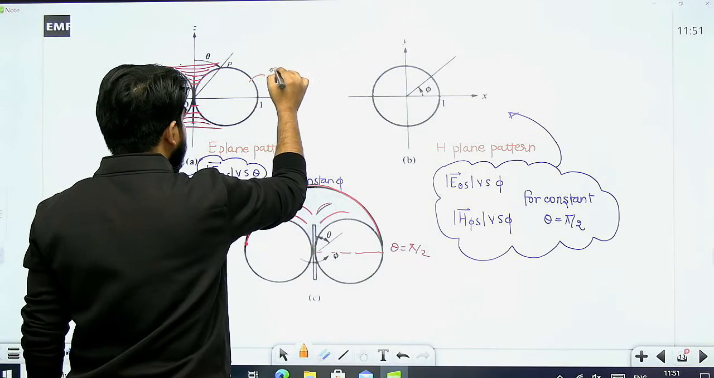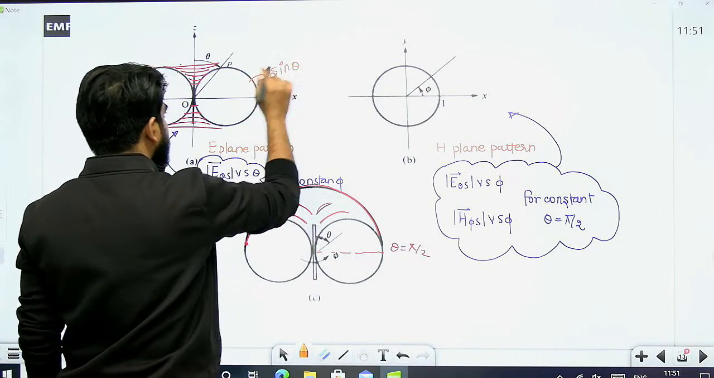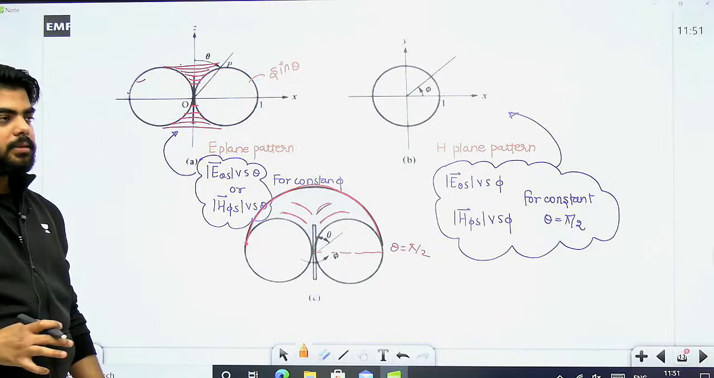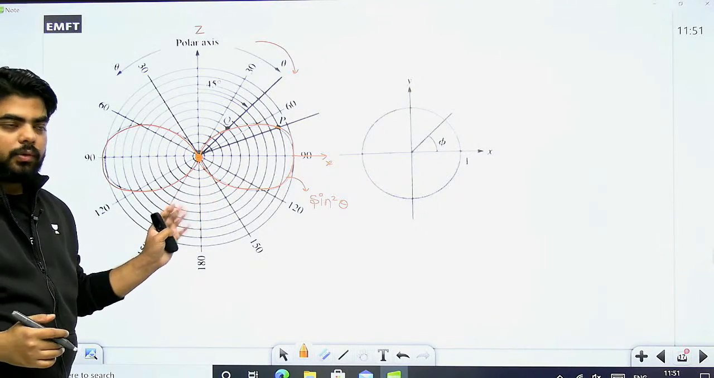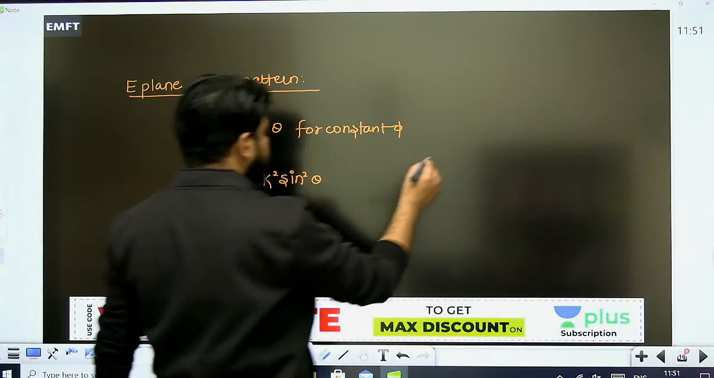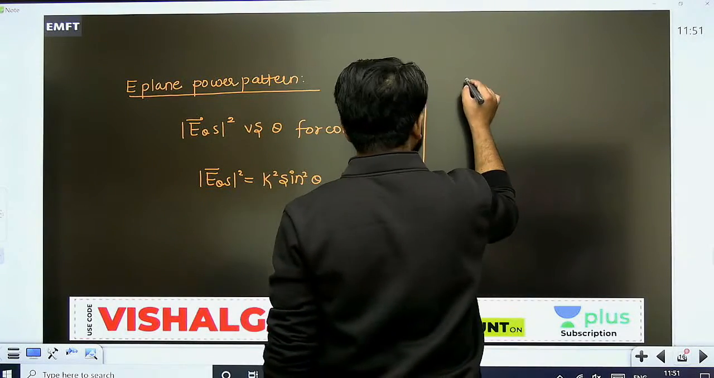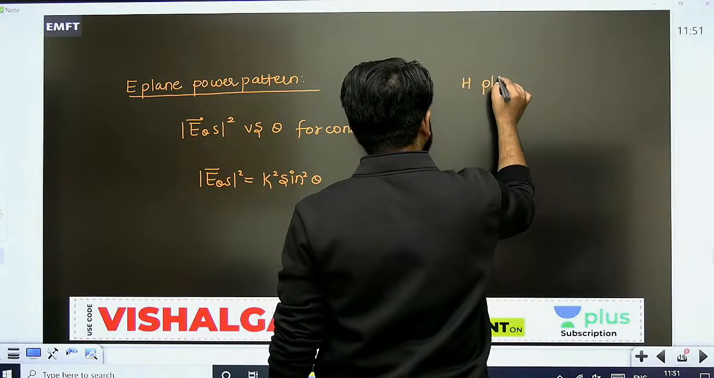So this was for sin theta plotting. तो यहाँ पे ये भी सर्कल जैसा आ रहा था exactly, but in this case you will be having a little bit dumbbell shape kind of thing which is shown here. Similarly, if I give you the idea of this thing, H plane power pattern.